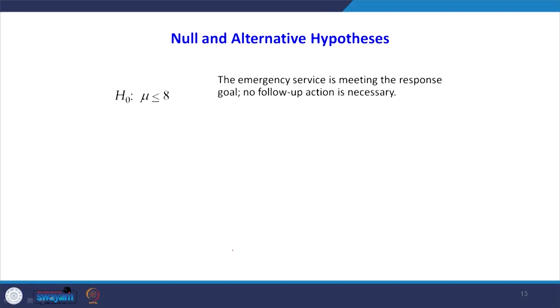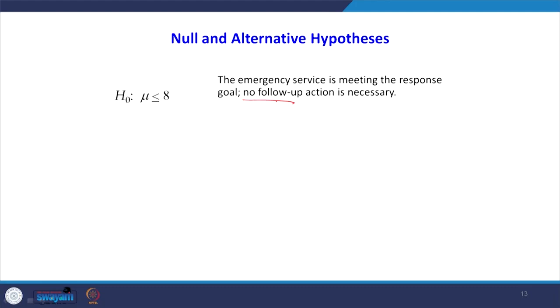So what is that null hypothesis? The emergency service is meeting the response goal, so no follow up action is required. Another reason it is called null hypothesis is, when you accept the null hypothesis, no follow up action or course of action is required. So why are we saying mu less than or equal to 8? Because that is the status quo. So always the null hypothesis is looked at from an optimistic perspective.